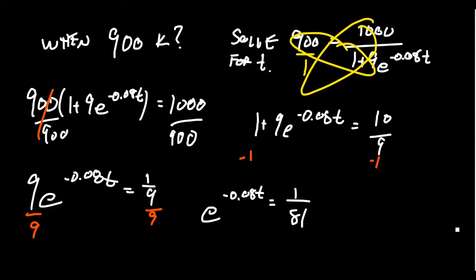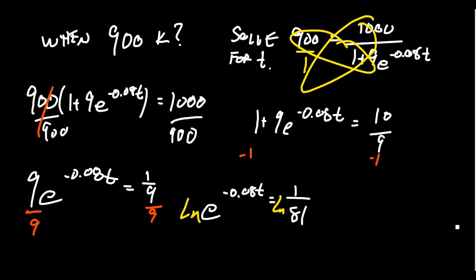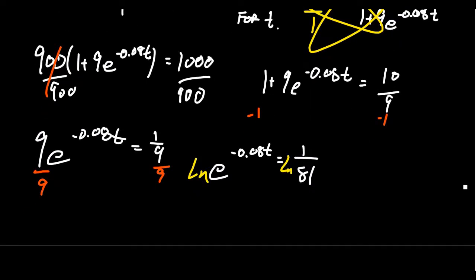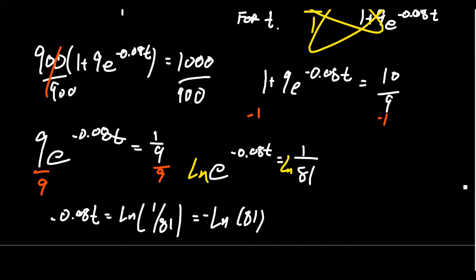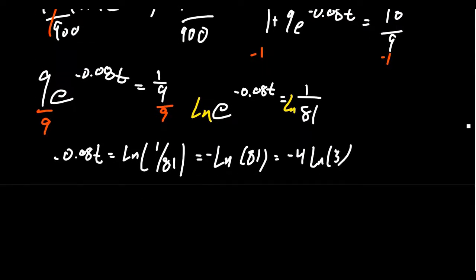Then to get rid of the base e, we need to take the natural log of both sides. And we end up with our exponent, negative 0.08t, is equal to the natural log of 1 over 81. There's a couple things you could do here. You could write this as negative the natural log of 81, because a reciprocal is a negative 1 power, and powers inside the logarithms come out as coefficients. And also, since 81 is 3 to the 4th, you could also write this as negative 4 times the natural log of 3, if you want. Again, this is all just going to be in our calculator.